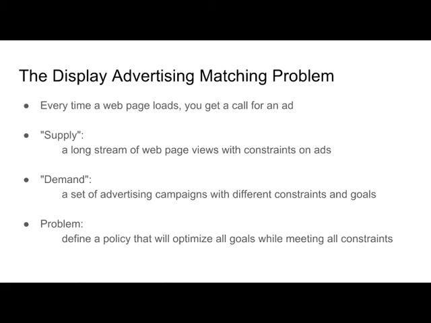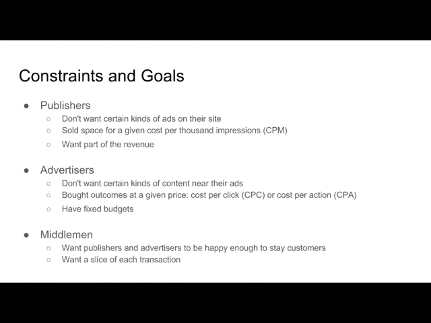And so the problem in the computer science sense is to define a policy that for a given web page opportunity, you choose among the various campaigns, and usually campaigns have multiple creatives. You choose one creative and you give it back, while simultaneously meeting everybody's constraints and optimizing everybody's goals. So it's starting to feel a little bit more like the type of grad student problem that we're used to thinking about. So constraints and goals. Well, what are the constraints and goals that matter in this particular context?